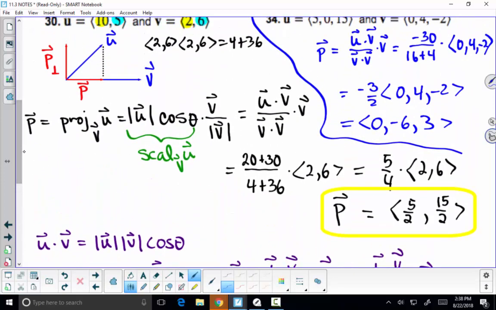Right. So the end result, that 0, -6, 3, is the actual projection vector p. So if we wanted to find the length of that projection vector, we would do the square root of 36 plus 9. That would be the length of the projection vector. So that's actually the component form of p. And if we want its length, we could just do the square root of the sum of squares to get its length.